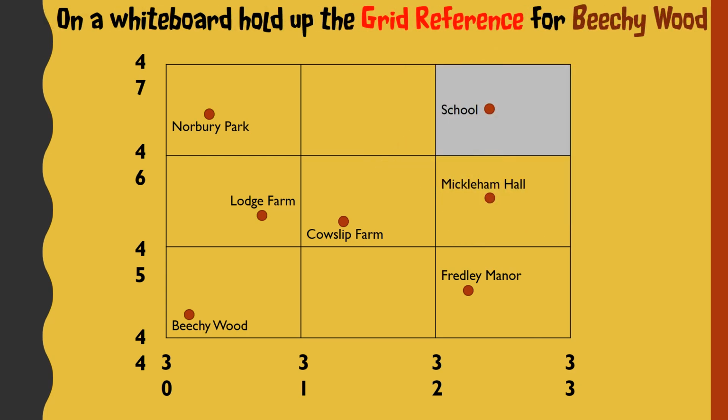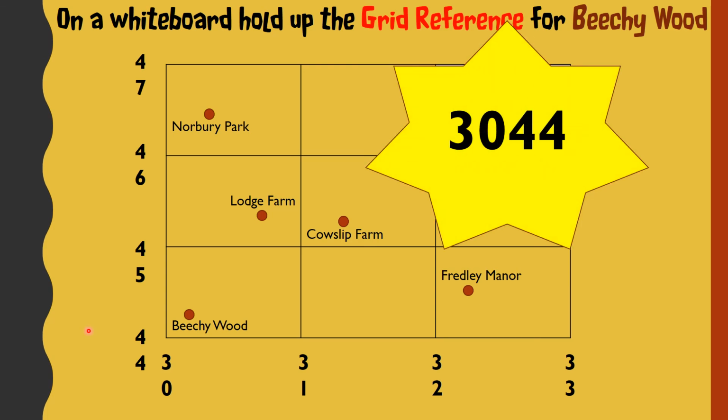Beachy Wood. Beachy Wood, bottom corner this time. Take the number on the left, take the number on the bottom. Left and bottom. Your grid reference is, well done, 30. That's your number on your left, your easting. And your northing, your number on the bottom, 44. 30, 44.